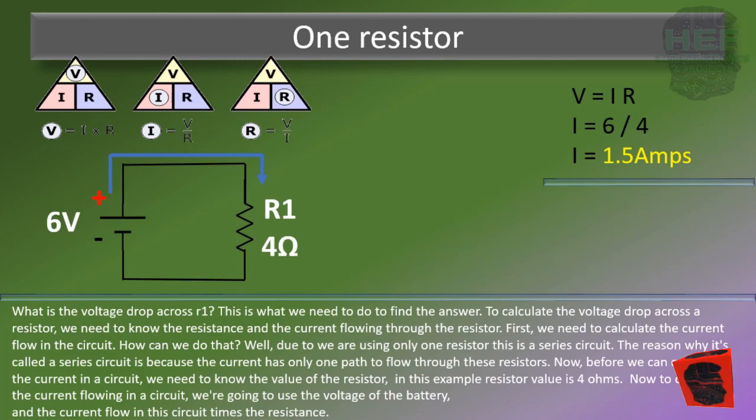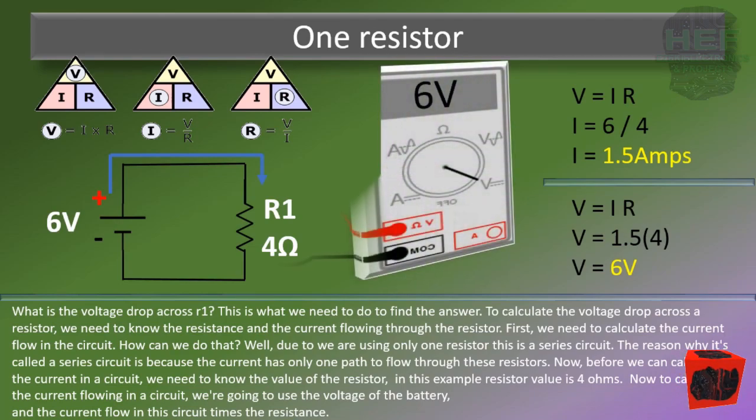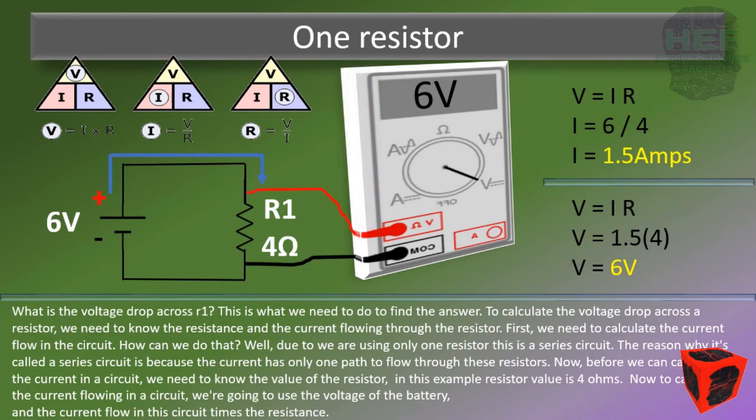Now once we have the current, we can calculate the voltage drop across the resistor. We're going to use Ohm's law again. V equals IR. We have a current of 1.5 amps times a resistance of 4 ohms. That gives us a voltage drop of 6 volts. Why do we get 6 volts, the same as our battery input voltage? It is simply like this. If you're using a multimeter and you test the voltage drop across the resistor and you put the test probes at the 2 terminals of the resistor, it is just like you're testing the voltage output of the battery.